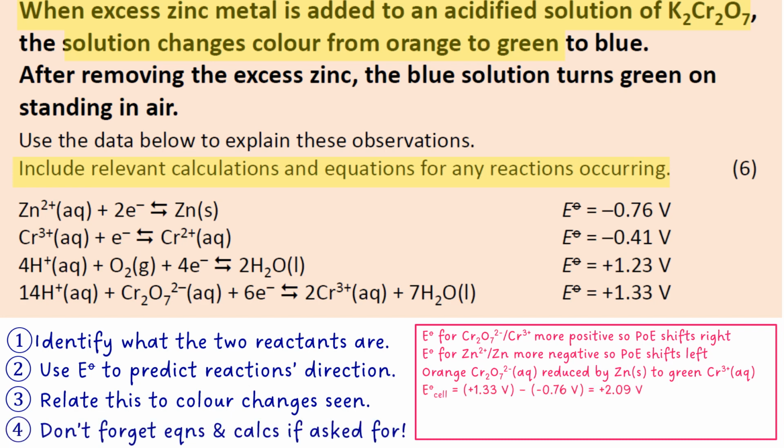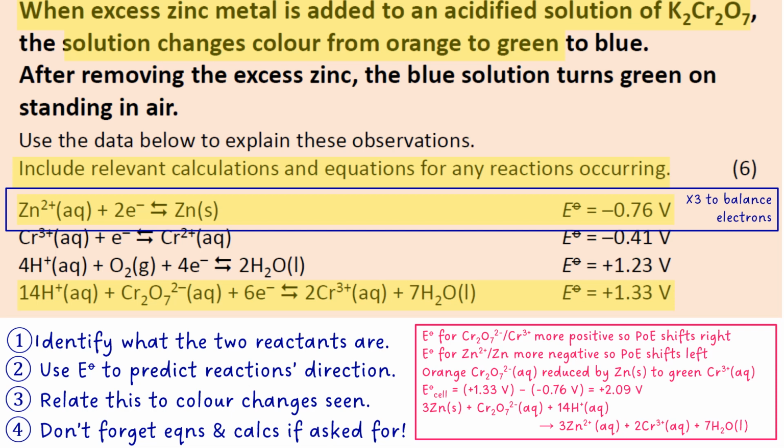And now we need to think about the equation we need to write. So we're going to combine this half equation containing the dichromate and this half equation containing the zinc. So the starting point here is to look at the number of electrons. You can see there's 2 electrons involved in the zinc half equation, but there's 6 electrons involved in the dichromate half equation. So the zinc half equation needs to be multiplied up 3 times. So what that does is it balances the electrons out.